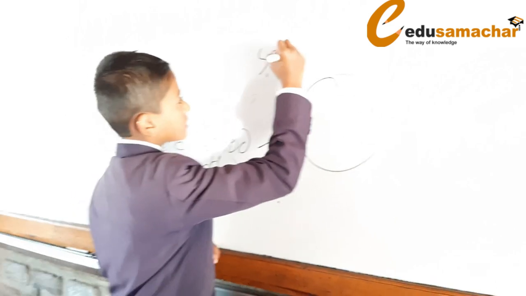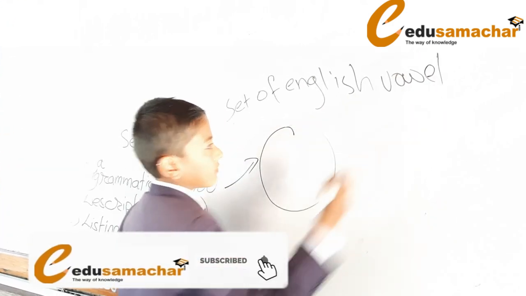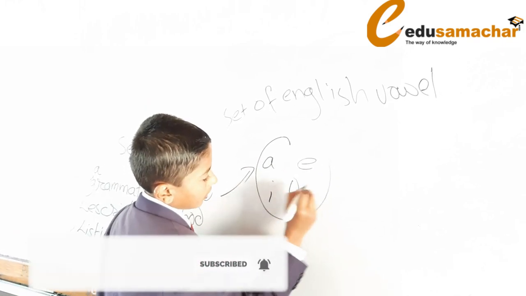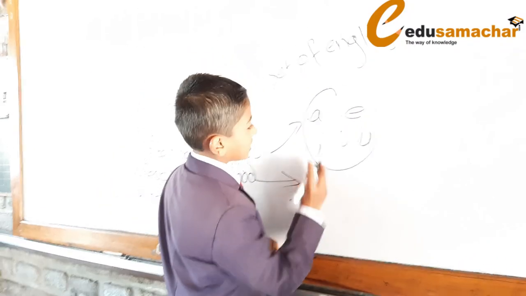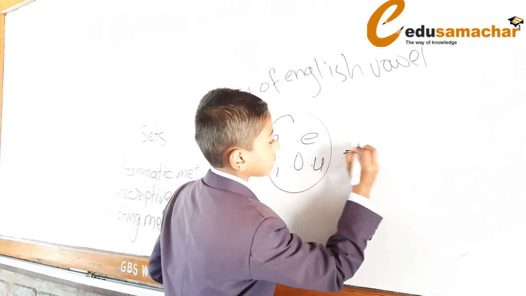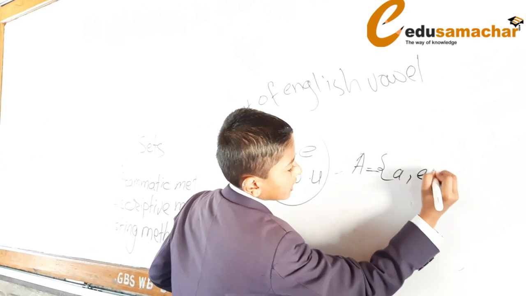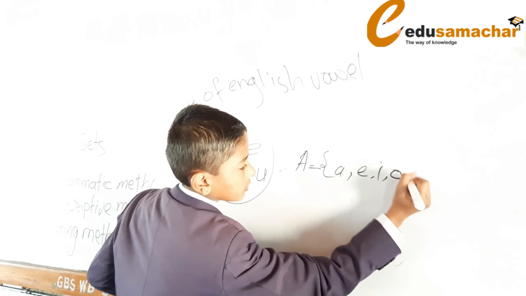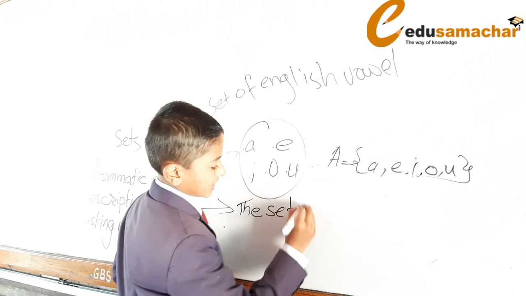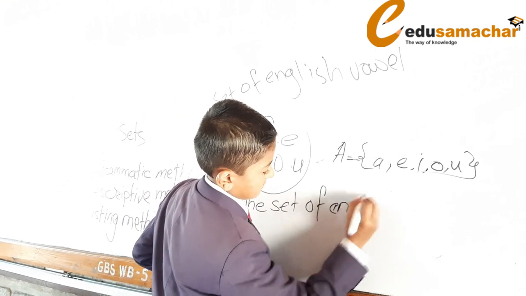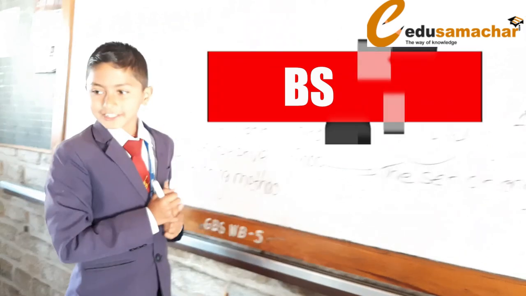If the question is the set of English vowels, then we have to write A, E, I, O, U. Descriptive method means describing. So if the question is A equal to A, E, I, O, U, then you have to write the set of English vowels. Okay, this is the descriptive method, meaning describing about that.